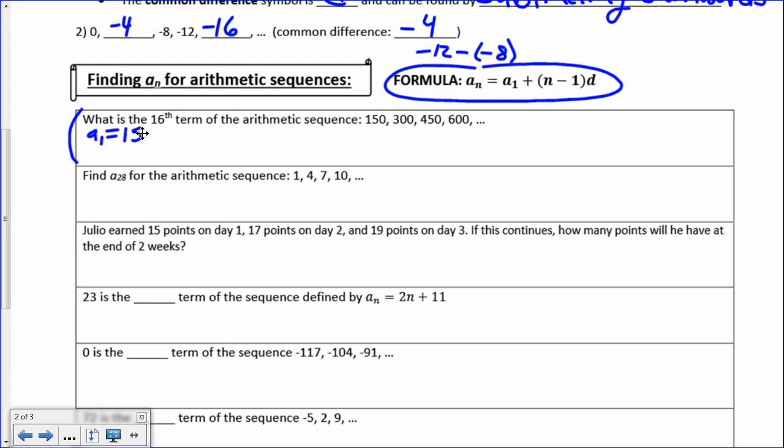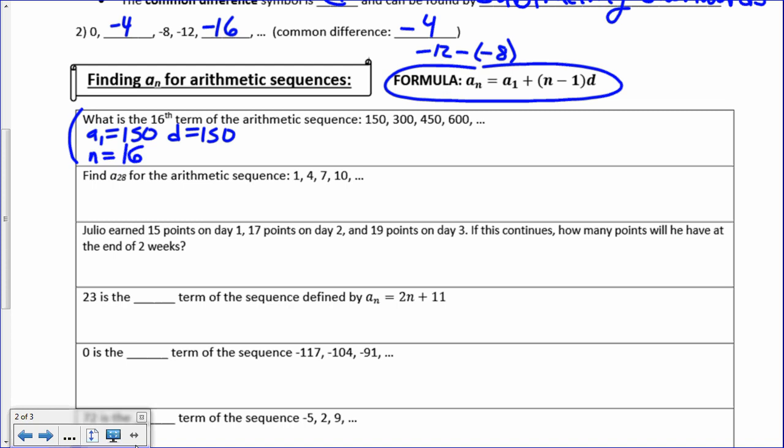So the first term is 150. The n is 16. Now remember, n represents how far you want to go in the sequence. So if you need to write some extra notes to remind you, n represents how far you need to go in the sequence to get to a sub n. And the common difference is 150. Yeah, so this is the sequence we were talking about earlier. The common difference is 150, and remember the way you find that is subtracting backwards. So are those all the 3 things that I needed for the formula?